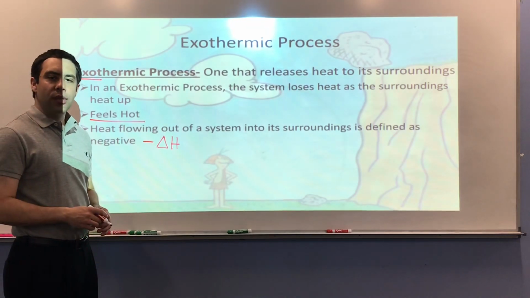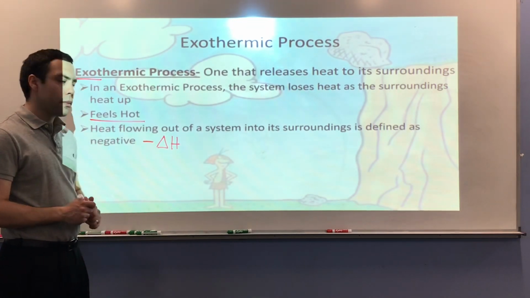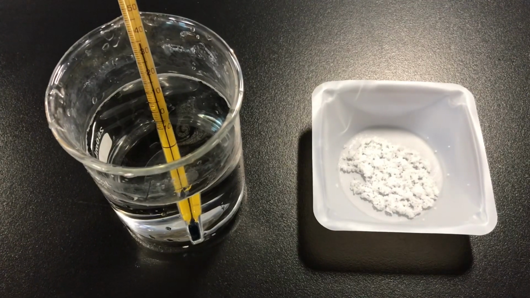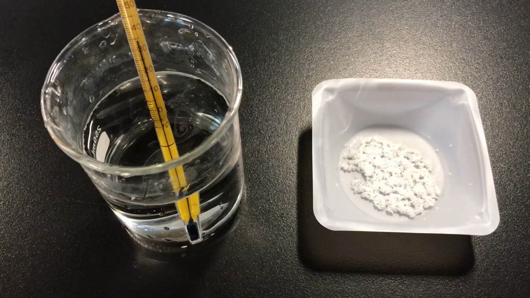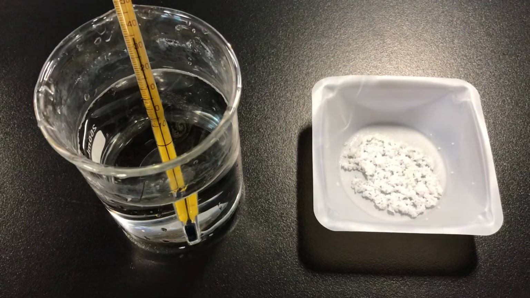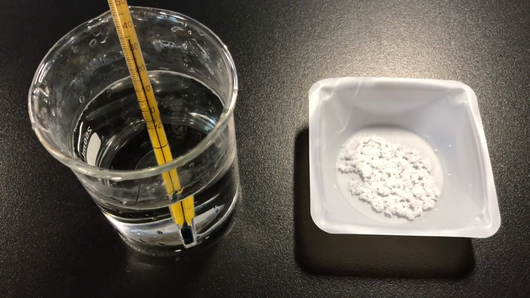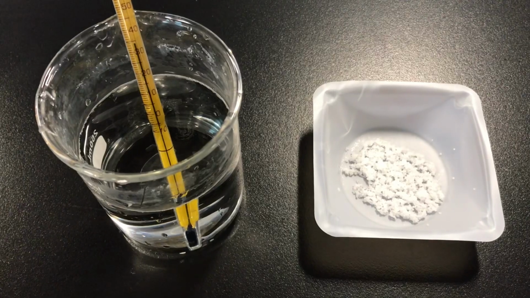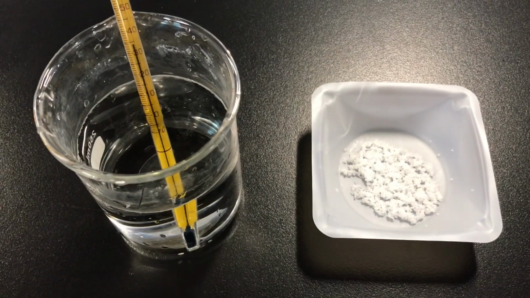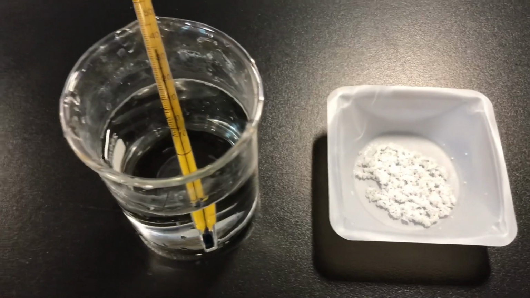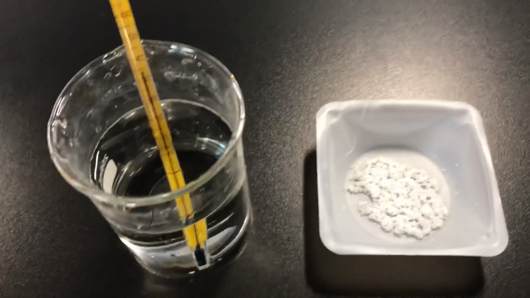Let's take a look at an exothermic process now. On the left, we have a 200 milliliter beaker of water at 34 degrees Celsius. On the right, we have 0.10 moles of sodium hydroxide, NaOH. Let's see what happens when I place the sodium hydroxide into the water and stir. I will then place the video on time lapse.